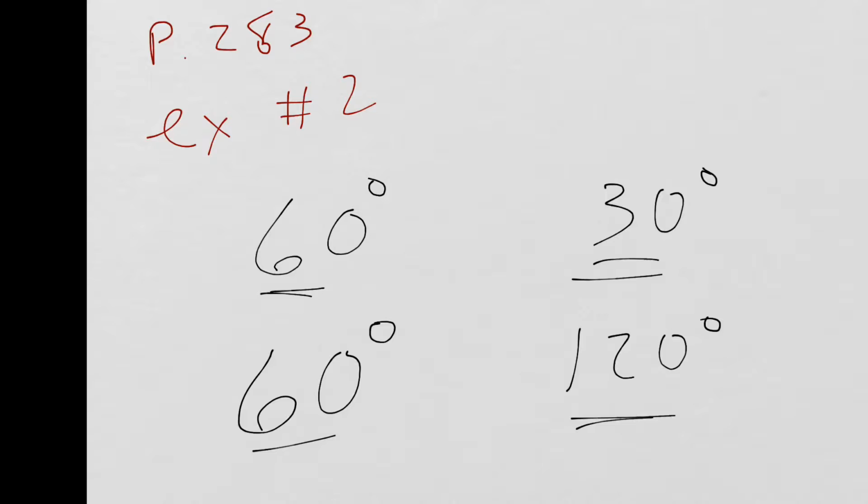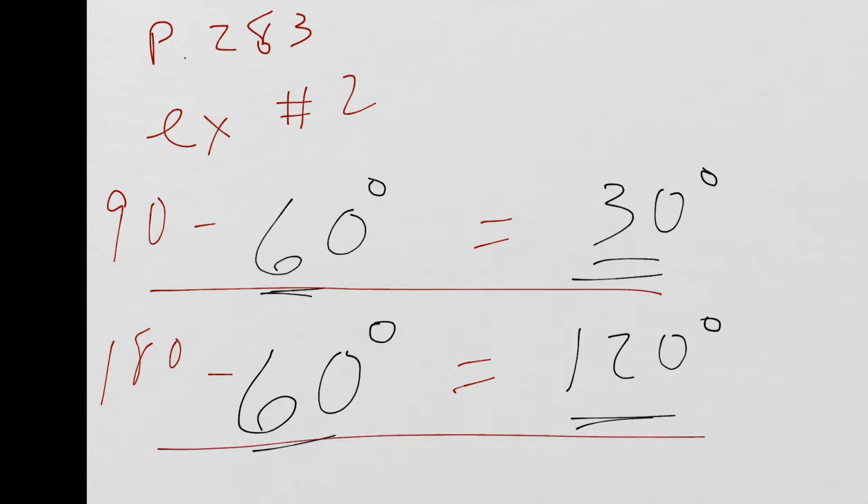Now, the actual math you're doing, maybe the part you don't realize you're doing, is subtracting. In this case, you're taking 90 minus 60 equals 30, and in this case it's 180 minus 60 equals 120. So you're subtracting. This is in degrees. You're familiar with degrees, but now we're introducing radians, and we're not quite as familiar with radians.